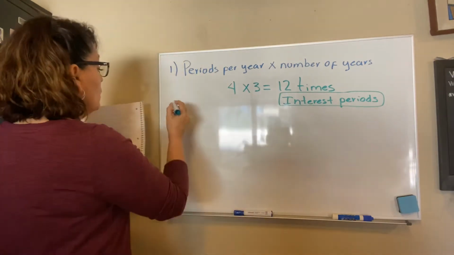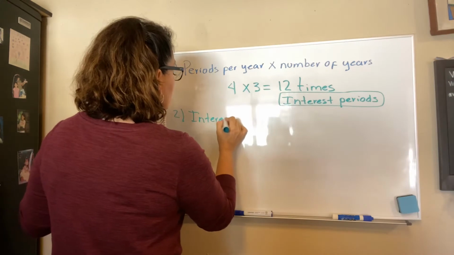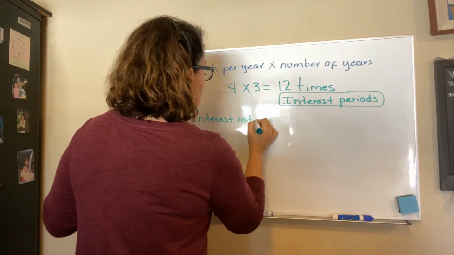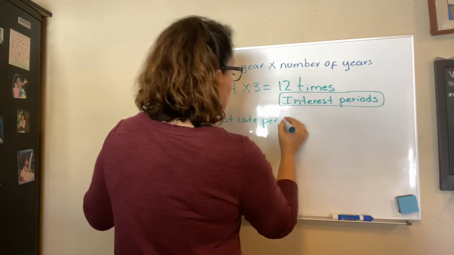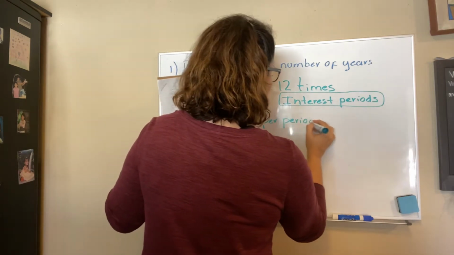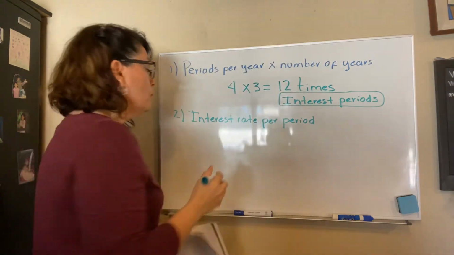So number 2 is the interest rate per period. In the example, it was 5.5%.